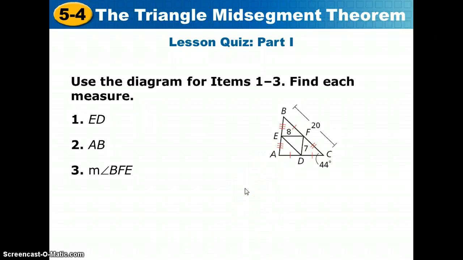Go ahead and see what answers you think you should get there, and pause the video if you need more time. Otherwise, we will go ahead and check the answers now. ED is 10, half of 20. AB is 14, twice 7. And the measure of BFE is also 44 degrees.